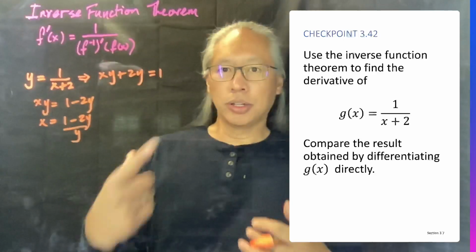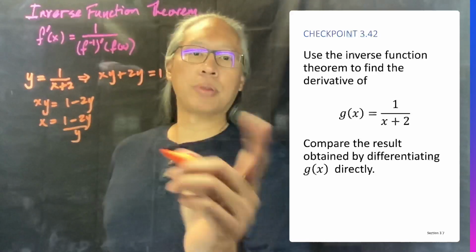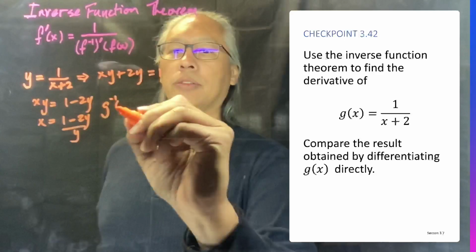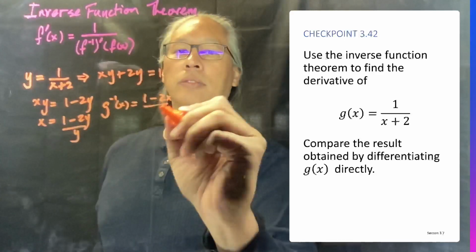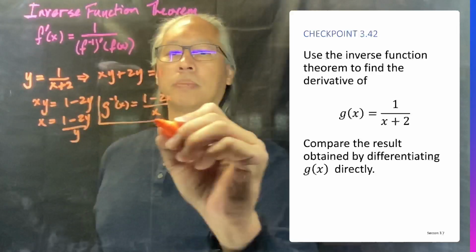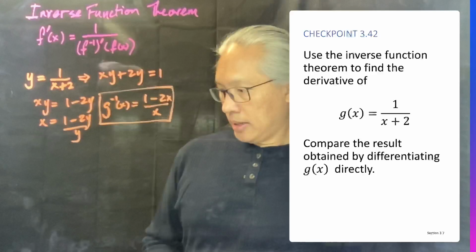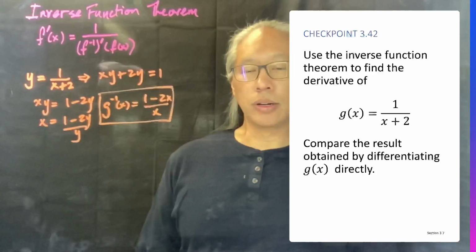And then if we switch the x and the y, since this is a g function, we're going to get g inverse of x is equal to 1 minus 2x divided by x. So this is our function.